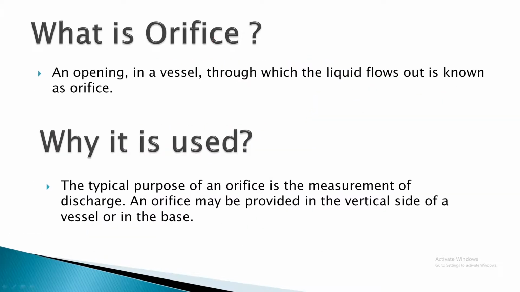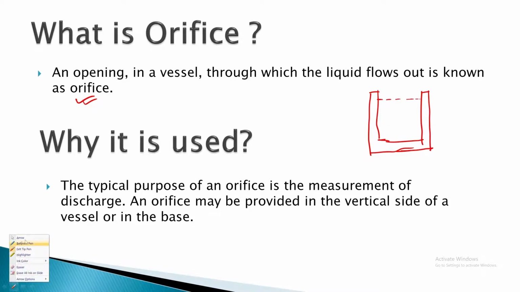So what is an orifice? It is a kind of opening in a vessel through which the liquid flows out, that is known as the orifice. Suppose this is the vessel and the water level is up to this portion. There is an opening in this particular portion. There are several shapes of opening. Suppose this portion is opened, this particular opening is termed as the orifice.